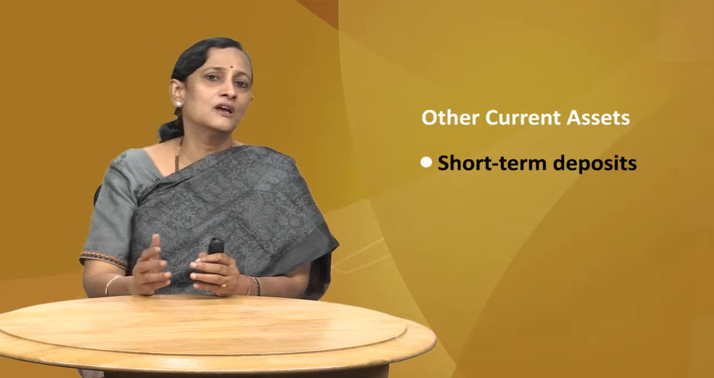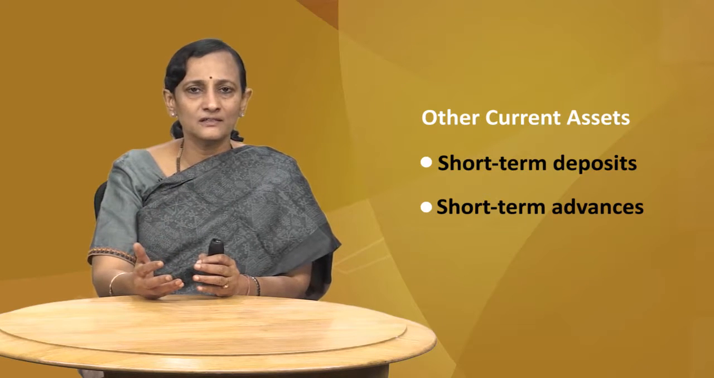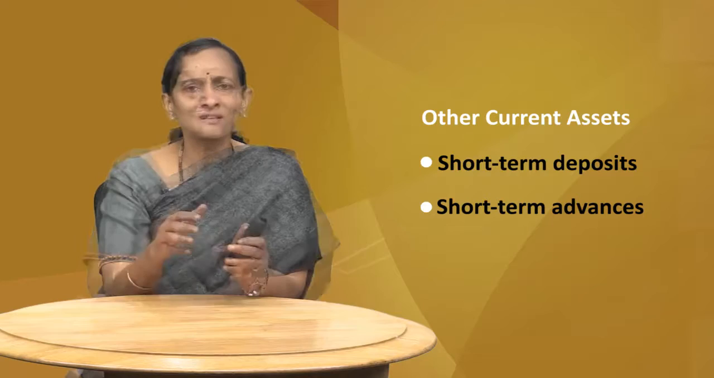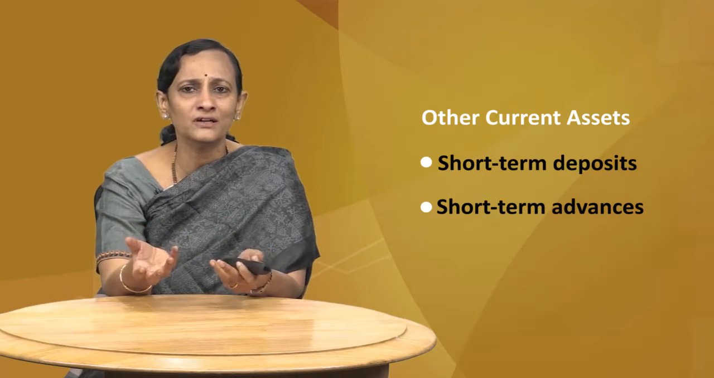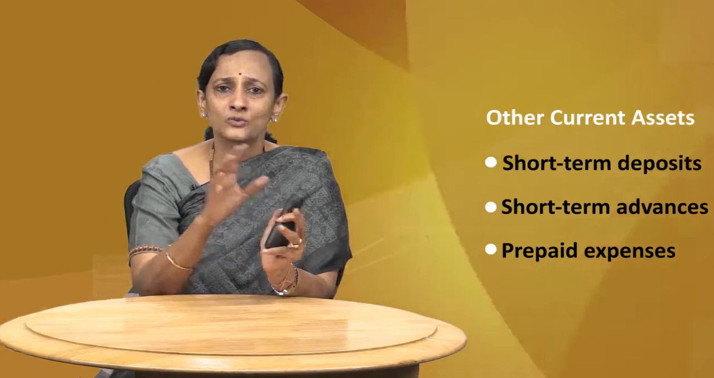Apart from what we discussed so far, a company could have variety of other current assets such as short-term deposits, short-term advances. Sometimes you pay to suppliers in advance. All these go under the head other current assets, or certain expenses that are paid in advance, also called as prepaid expenses. Together, all these form part of your current assets. That ends our discussion on current assets.